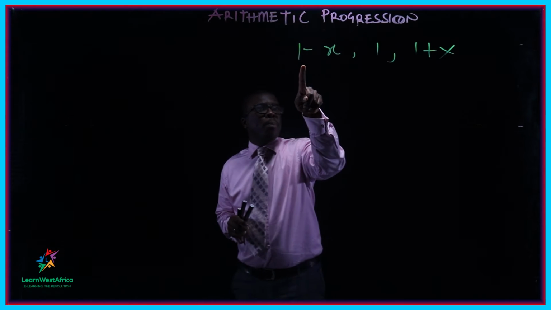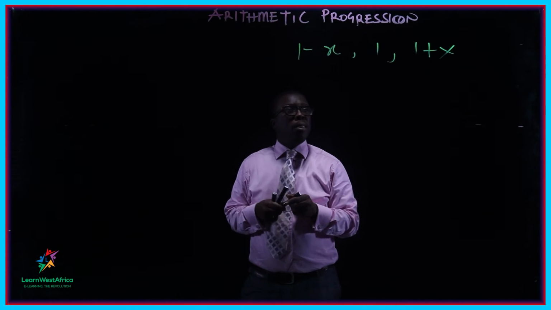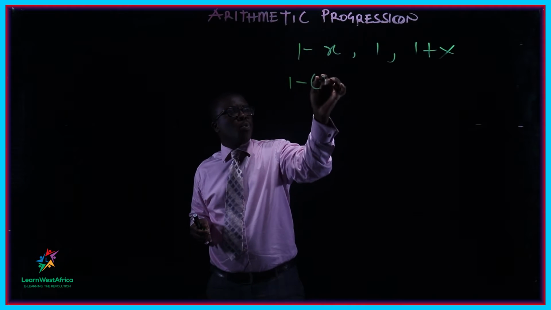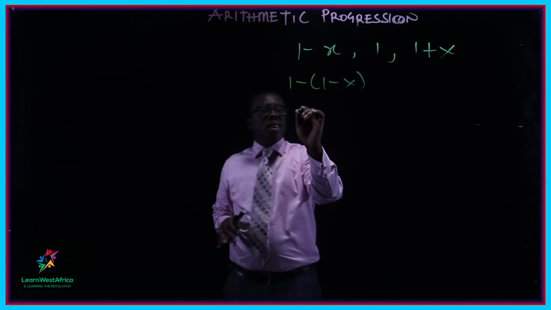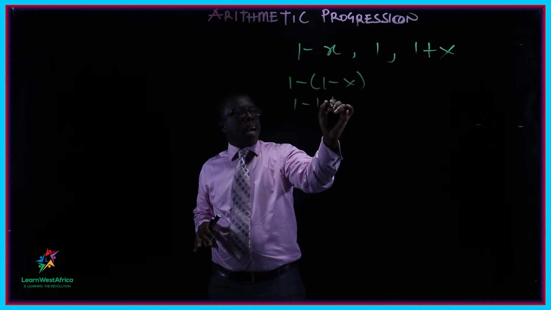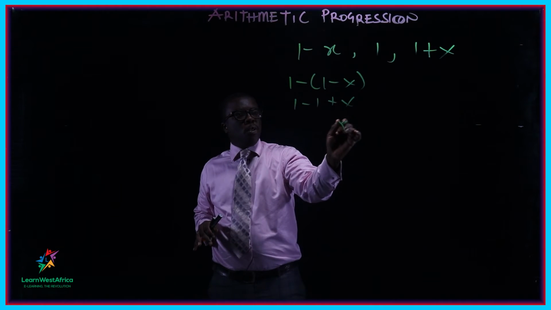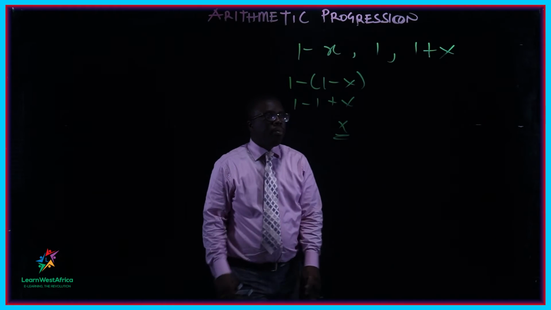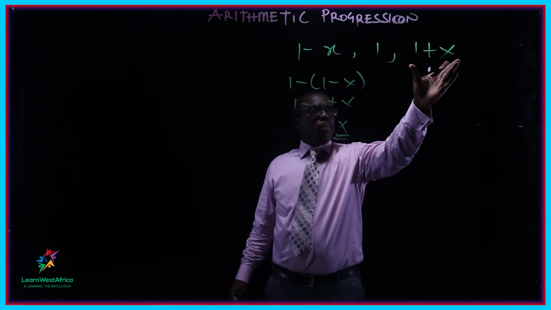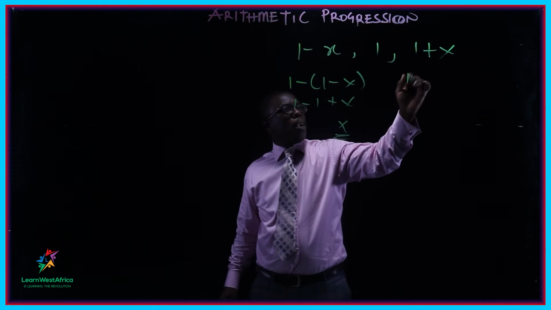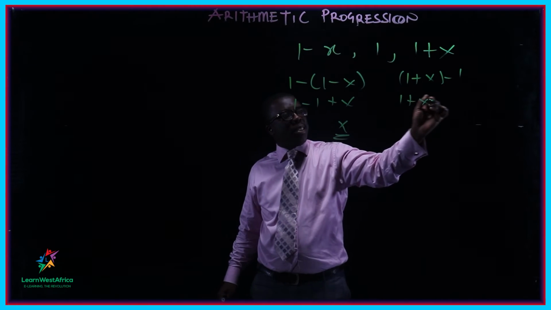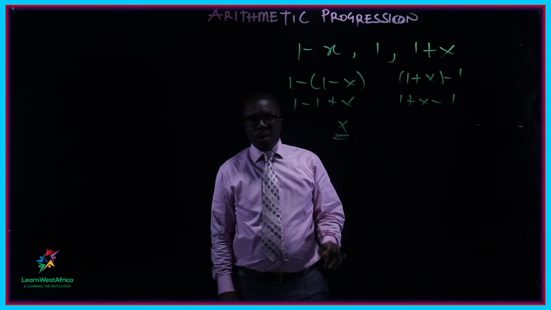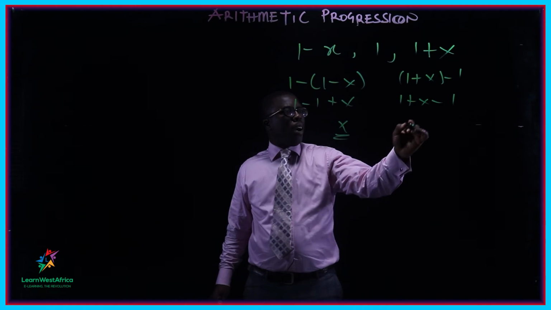The first term is 1 minus x. The second term is 1. Let's see. You want to find the difference between the two. This is going to give you 1 minus (1 minus x), and the result of that is x, okay? Now let's look at this. 1 plus x, then we subtract 1. So 1 plus x minus 1. Then the 1 also takes that away. You're going to have x.